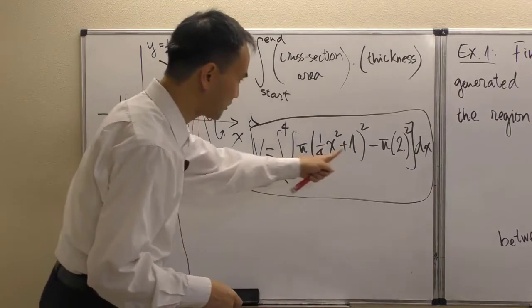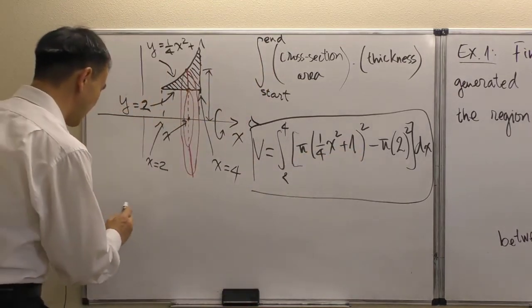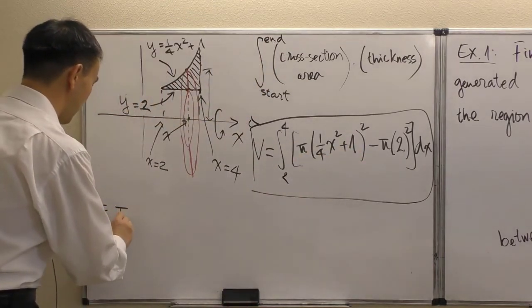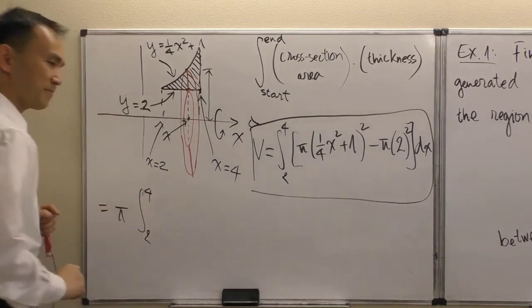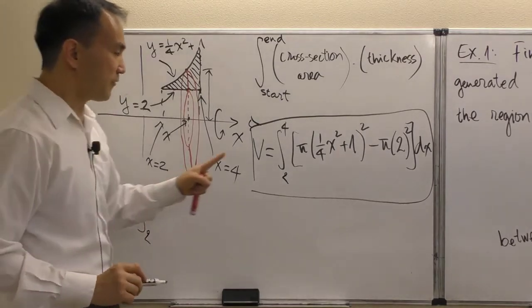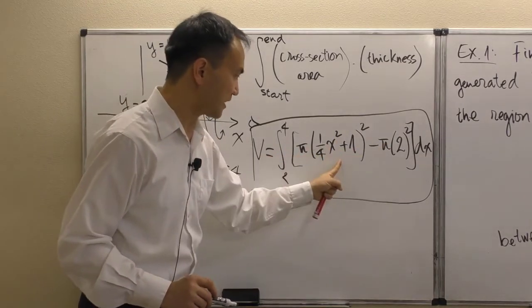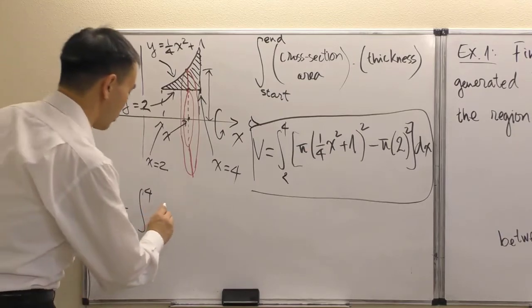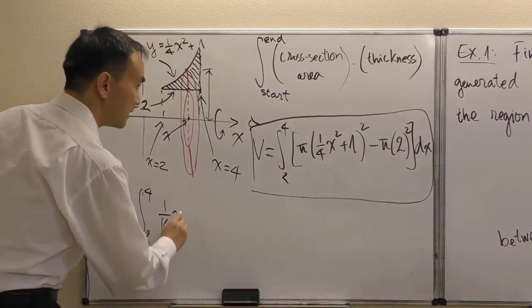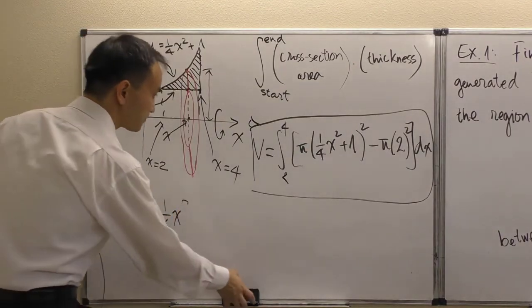I have a common factor of pi right here. I can pull it out front. So that volume here is pi times an integral from 2 to 4. Okay, and now I'm going to start foiling out that term and turn that square into its actual number. So now I'm looking at 1 over 16 x to the 4th.